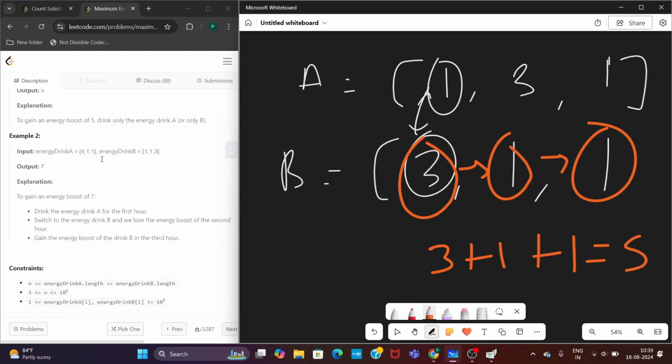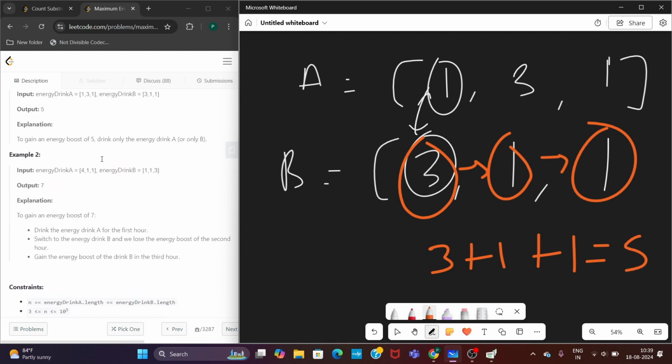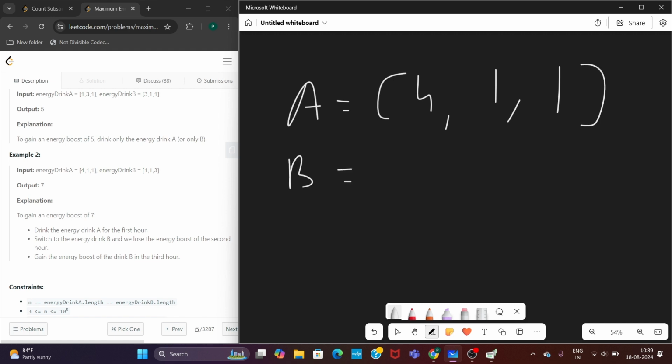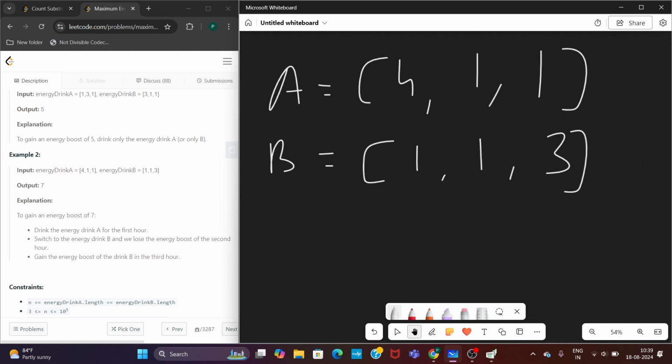Let's see another example. This one is more precise to understand the edge cases. A is given as 4, 1, 1 and energy drink B is given as 1, 1, 3. Okay. So let's see our first pair.